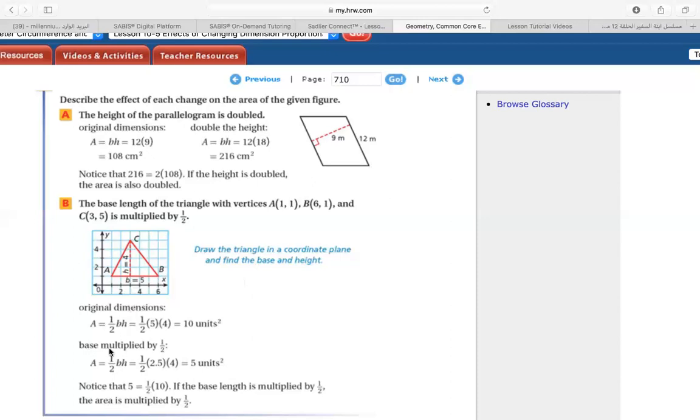Again, the base is multiplied by half, and the base is 5, so half of 5 is 2.5. So half of 2.5 times 4 will give me 5 units squared. So as we see, when I multiplied 5 by half, it is 2.5. Half of 5 is 2.5, and half of 10 is 5.